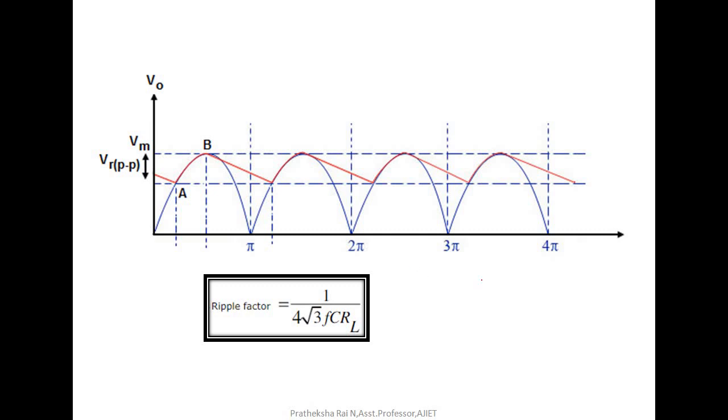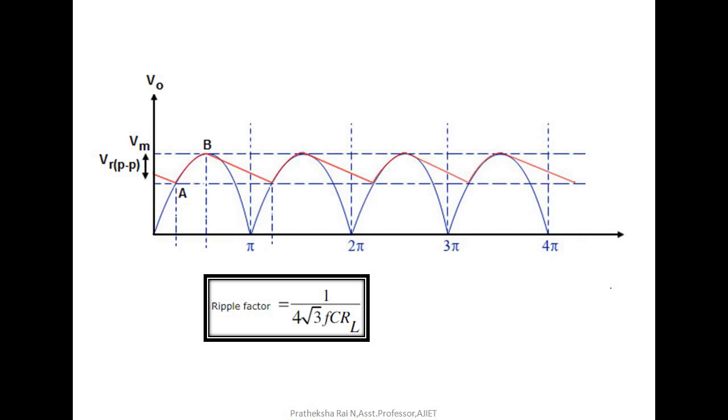In the next quarter cycle, that is pi to 3 pi by 2 of the rectified output voltage, the input voltage exceeds the capacitor voltage, making D2 forward biased, and this charges the capacitor back to Vm. In the next quarter cycle, from 3 pi by 2 to 2 pi, the diode gets reverse biased and the capacitor supplies the load current.